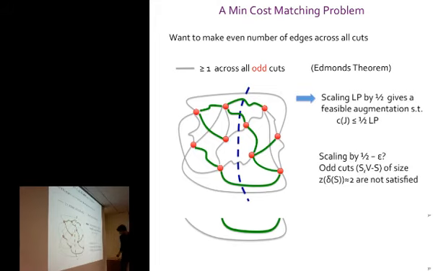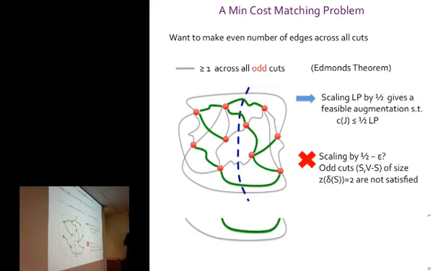Now, you might want to say, let's scale every edge by 1/2 minus epsilon instead of 1/2. But this might go wrong, because you can have some cuts with an odd number of edges of the tree, such that their value in the LP solution is very close to 2. Now, if you scale down every edge by 1/2 minus epsilon, these cuts become less than 1. So you would not have a feasible Eulerian augmentation.